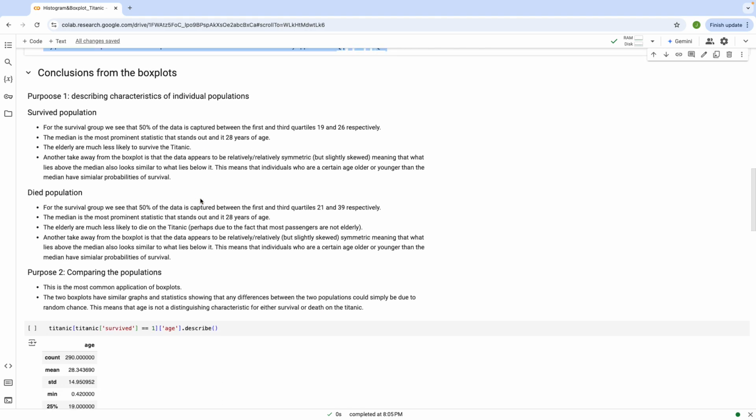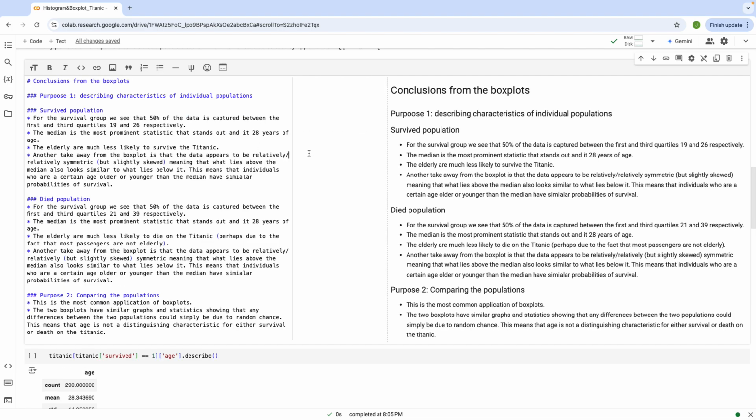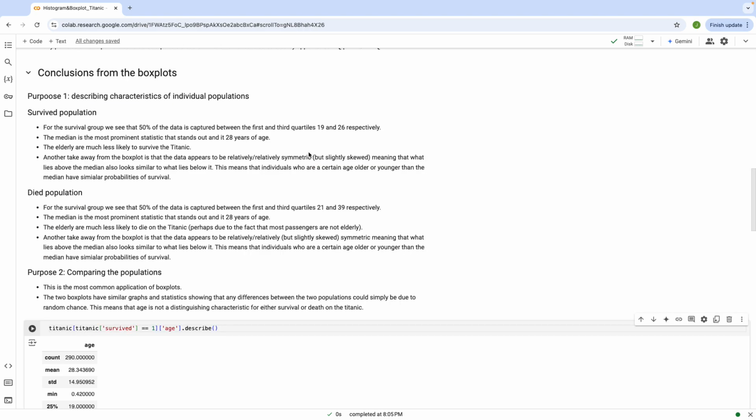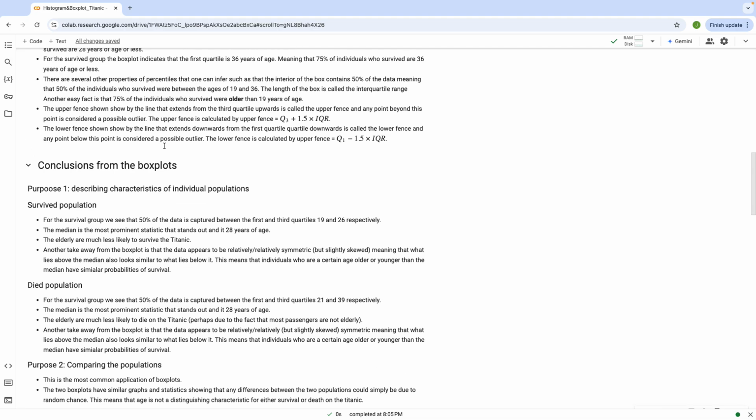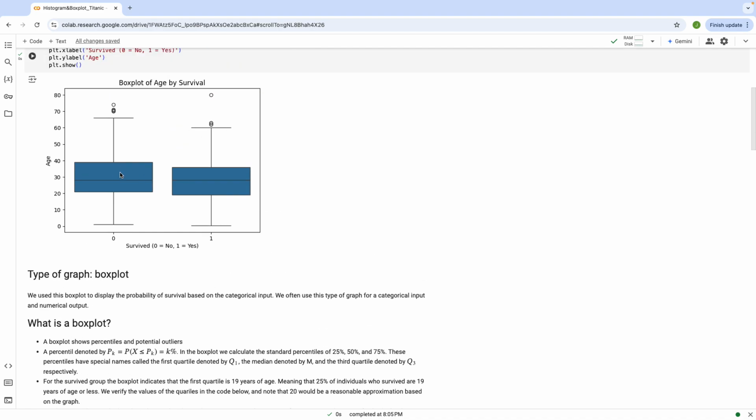So a couple of conclusions, and we'll just go through the survived population. Some key takeaways: 50% of the people who survived are between 19 and 26. The median is 28. My apologies there. And the elderly are much less likely to survive. But if we look at the died group, it doesn't look like that demographic's much different. It just looks like there aren't that many elderly on the Titanic.